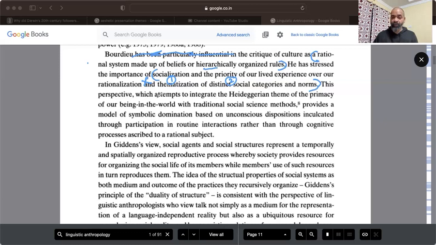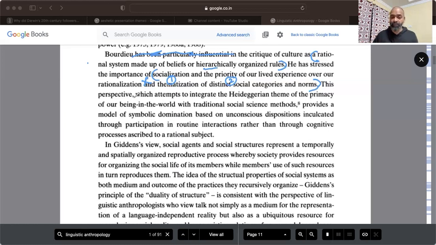This perspective, which attempts to integrate the Heideggerian theme of the primacy of our being in the world with traditional social science methods, provides a model of symbolic domination based on unconscious dispositions inculcated through participation in routine interactions rather than through cognitive process ascribed to a rational subject. This is the one that will turn your world topsy-turvy, isn't it? Sentences like these. You cannot read it in one breath if you are a bad reader. You can read it in one breath only if you're a good reader, because this has multiple parts.